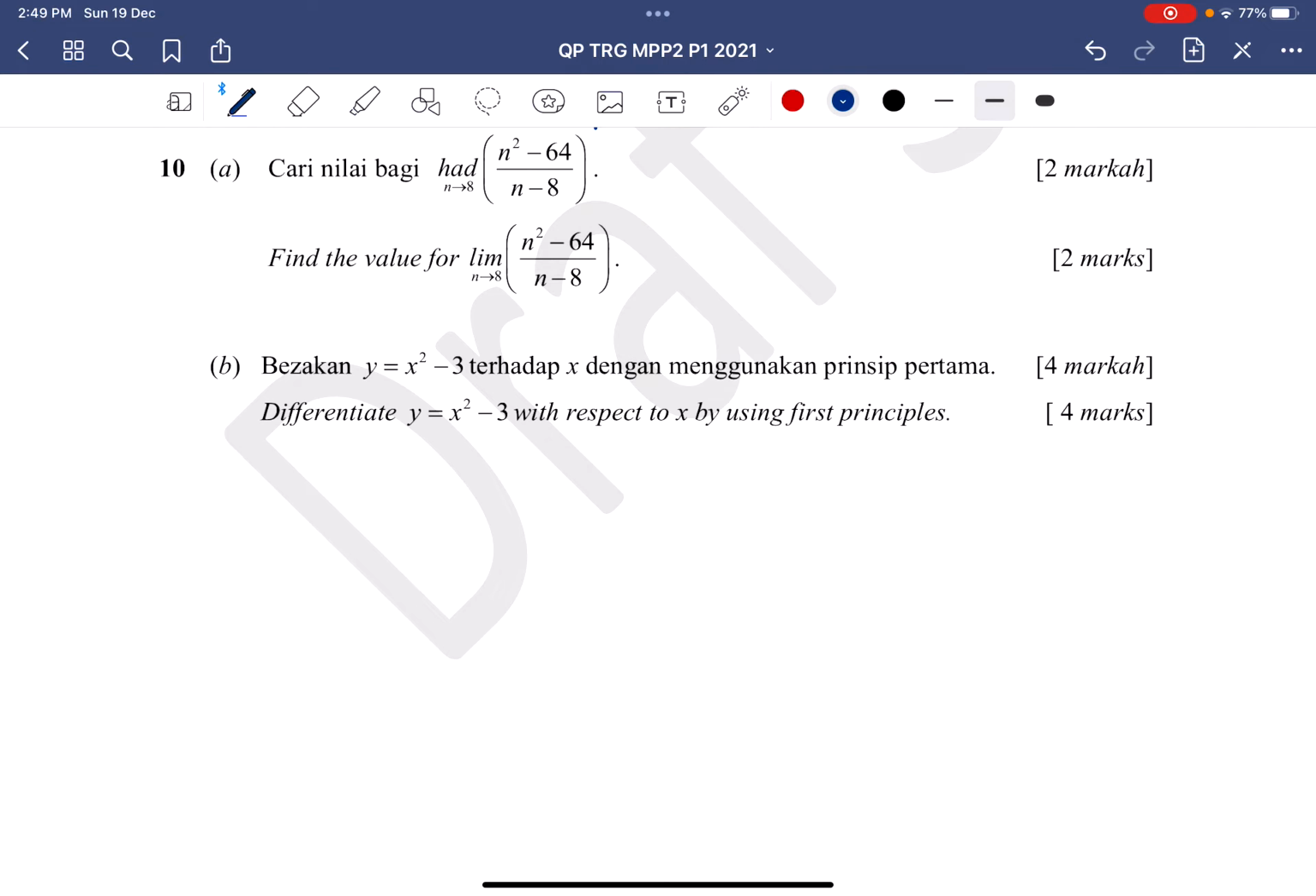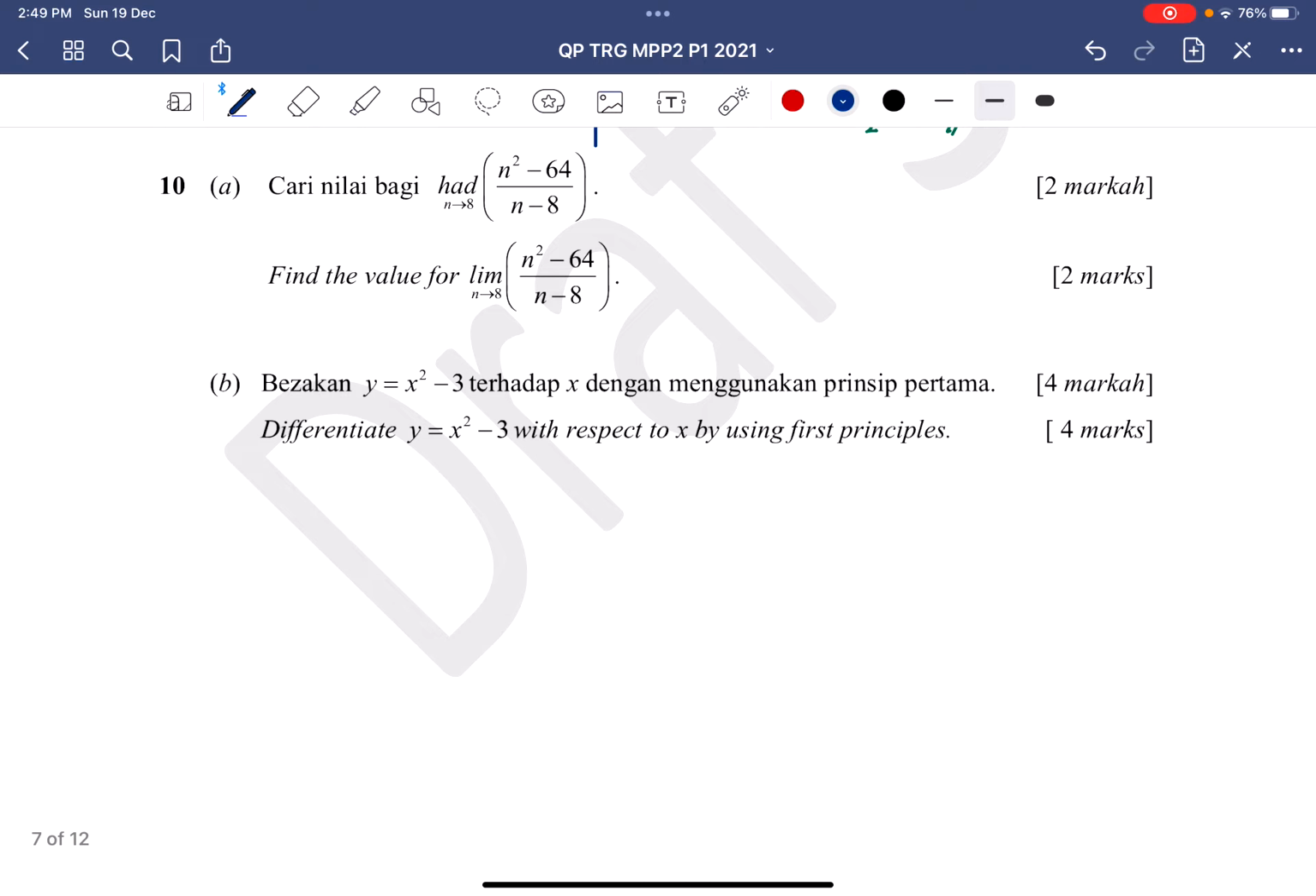So, limit of n approaches 8, I can factorize the top one, n squared minus 64, which is a squared minus b squared if you notice. So a squared minus b squared you can express as a plus b, a minus b. So it will be n plus 8, n minus 8, divided by n minus 8. So I can simplify out my n minus 8.